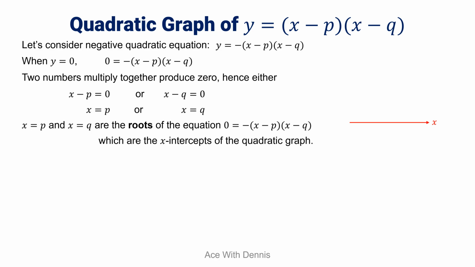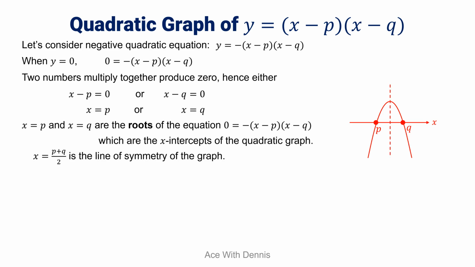So again, let's sketch the graph. So this is the x-axis. Since the coefficient of x squared is negative, it is a sad face, so it bends downwards. So this point is p and this is q, the roots of the equation. So x equals (p plus q) over 2 is the line of symmetry of the graph. Hence this dotted line is the line of symmetry.